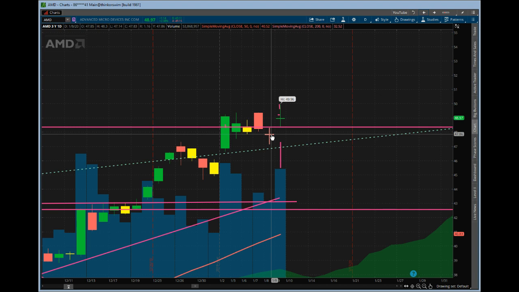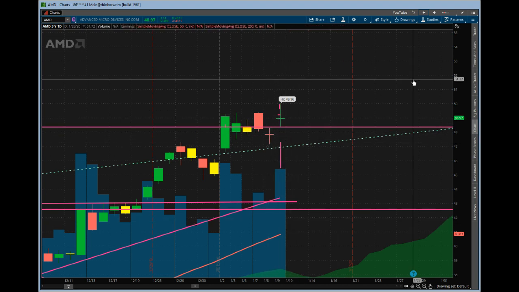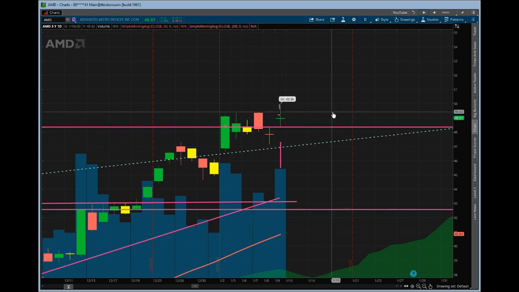So AMD, we're keeping an eye on it. We might see a little three-star doji right here if it gives a doji tomorrow, and then it might turn into a reversal. So let's see if it builds here. Could be interesting.